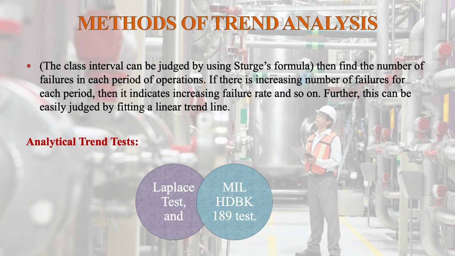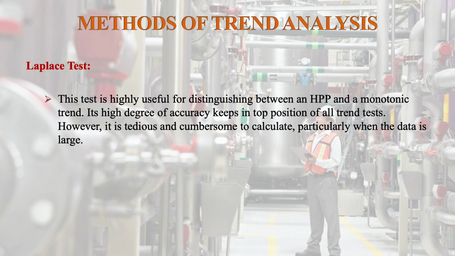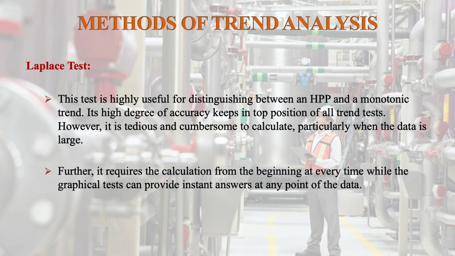Next are the analytical trend tests: the Laplace test and the MIL-HDBK-189 test. So, the Laplace test. This test is highly useful for distinguishing between an HPP and a monotonic trend. Its high degree of occurrence keeps it in the top position of all trend tests. However, it is tedious and cumbersome to calculate, particularly when the data is large. Further, it requires the calculation from the beginning every time, while the graphical test can provide instant answers at any point of the data.